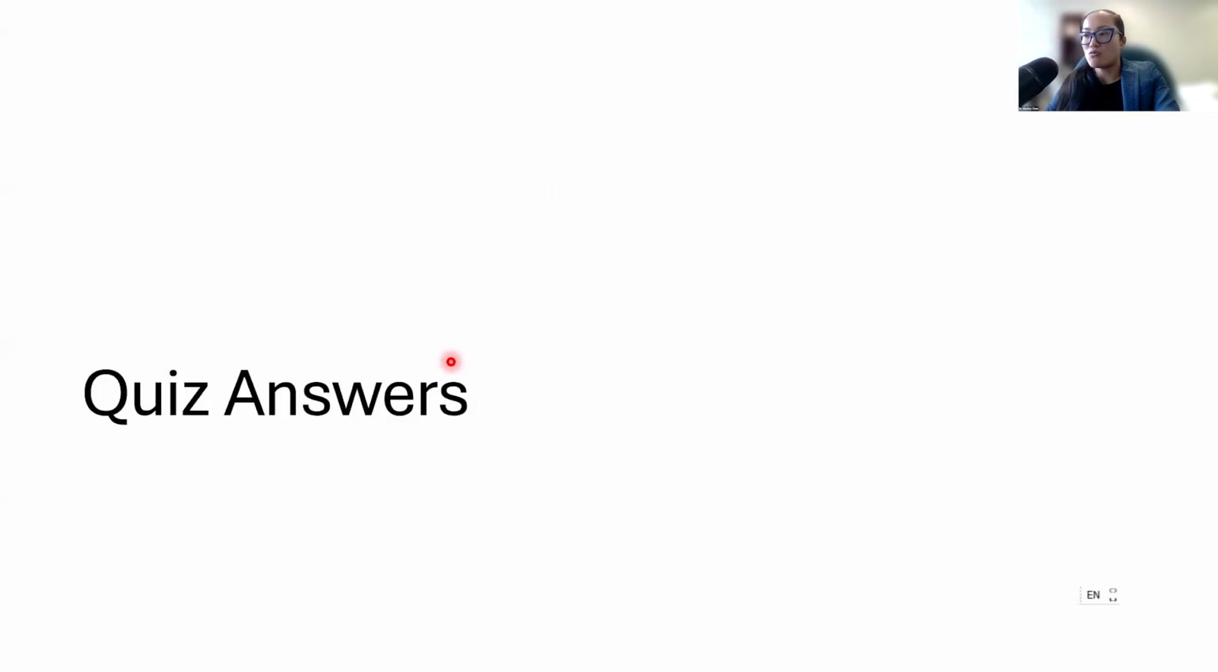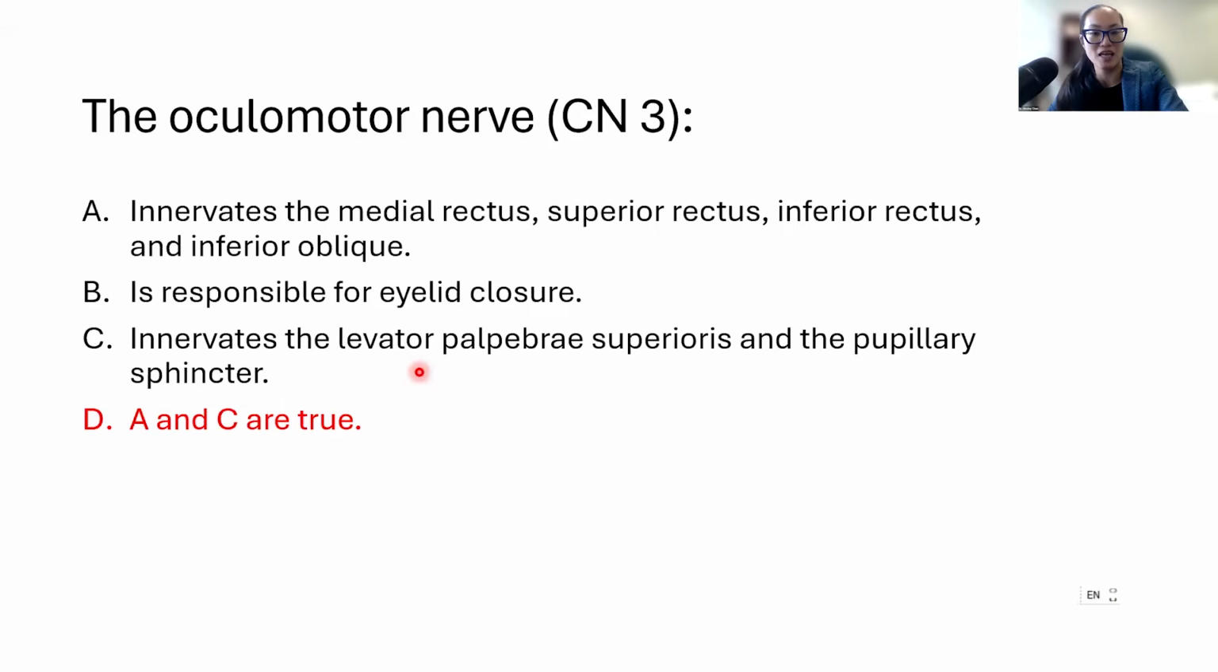Okay, so here we are back at the quiz questions. I think the majority of you guys did actually really well even before the presentation. They were fairly easy questions, but for the oculomotor nerve, A and C are true. Yes, it innervates all of these muscles and also innervates all of this. And so it is not responsible for eyelid closure. We just saw a cranial nerve 3 palsy would result in eyelid closure or ptosis because it innervates the eyelid in terms of opening it, right?